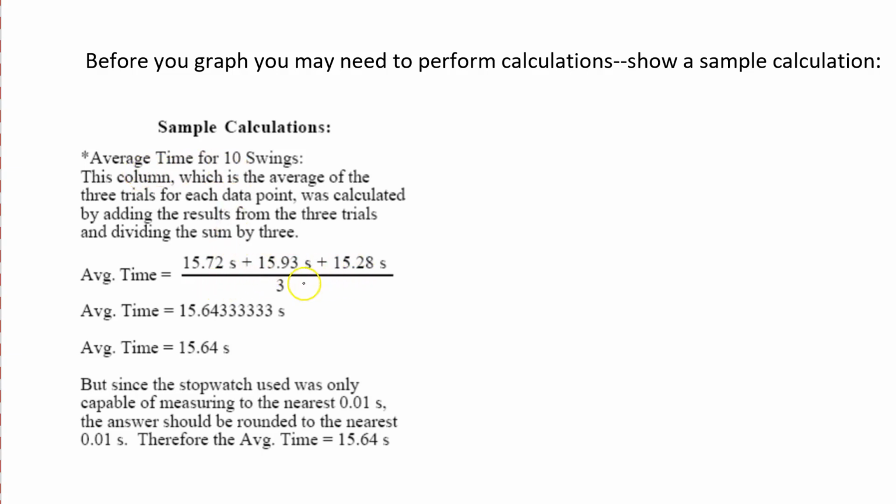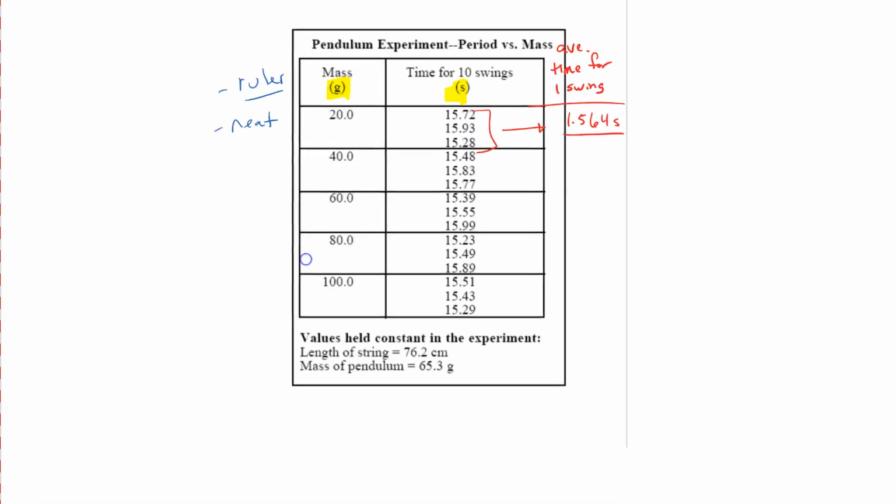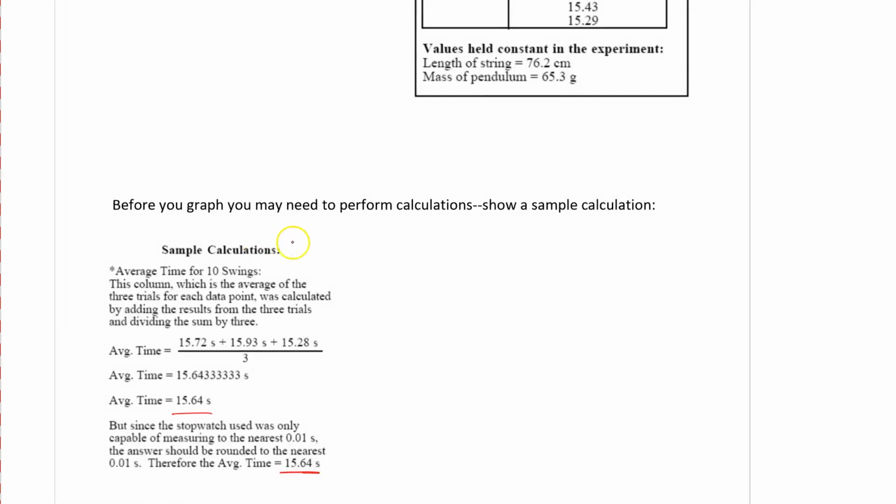So they would add the ones together and divide by 3, and then they would round it off to the same number of digits that they had to begin with. And then, at the end of the day here, you got 15.64. If I was to put it in this column, I would say divide by 10. So 15.64 divided by 10 is 1.564 seconds. So from this, we had to do a calculation. So show your calculations at least once. So here's an example of your sample calculations. And my goodness, you don't have to put so many words. Just show the work that you did once, that you divided it, and I think that would be pretty good.